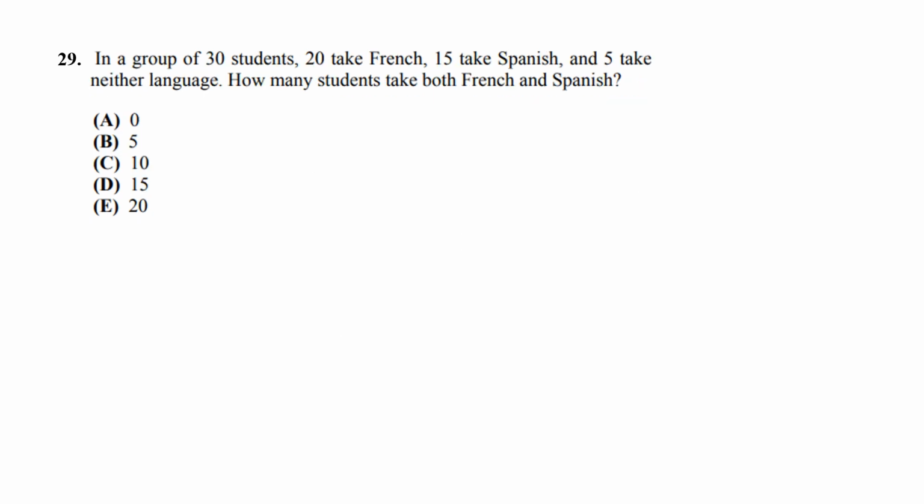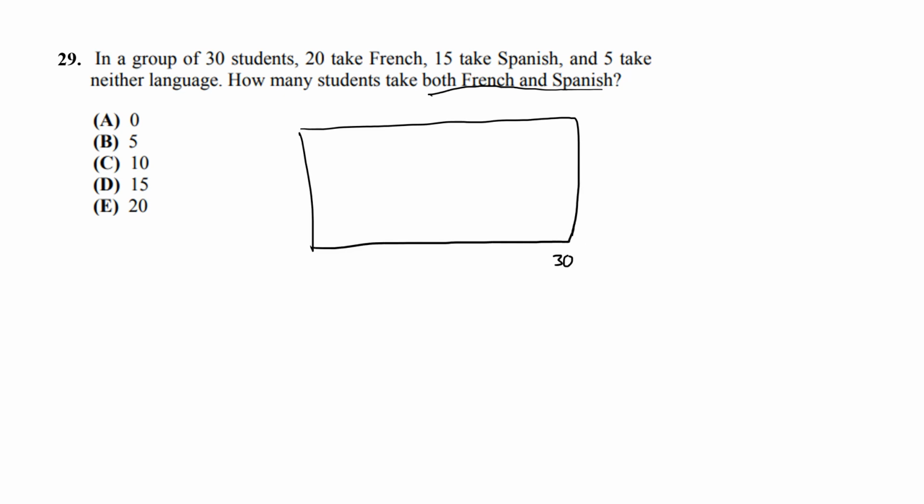All right. In a group of 30 students, 20 take French, 15 take Spanish, and 5 take neither language. How many students take both French and Spanish? So let's remember we have an entire group of students here. That's only 30. Okay, we can tell if we just add all these up, that's going to be 40, and that tells us there's going to be some duplicate, right? Maybe there's people taking both French and Spanish, right? That's what it's asking us, of course.